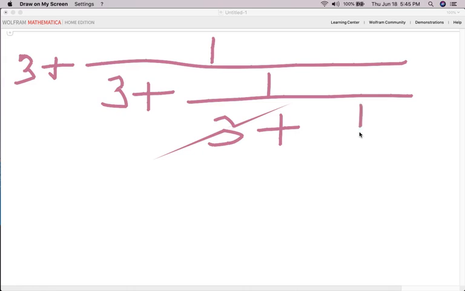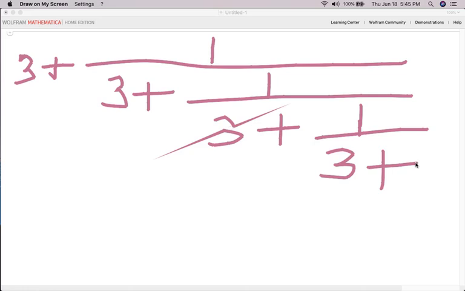1 divided by 3, and then plus. Okay, and it just keeps going and going and going. This is an infinite fraction. It's an infinitely repeating fraction. I think you guys can see that.